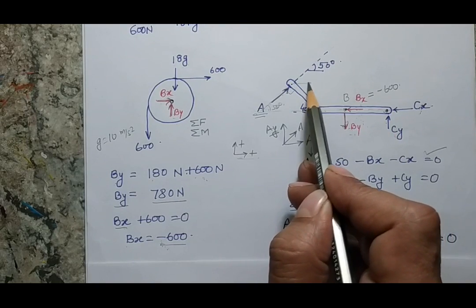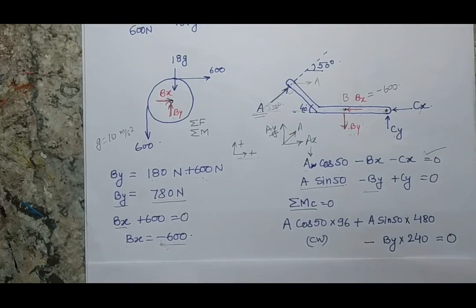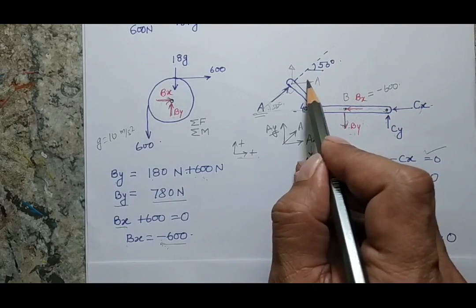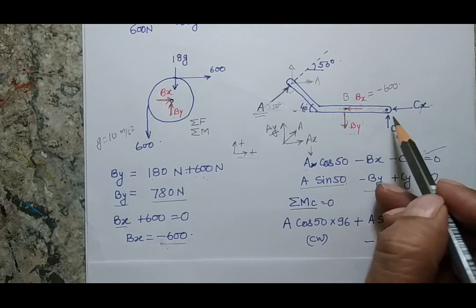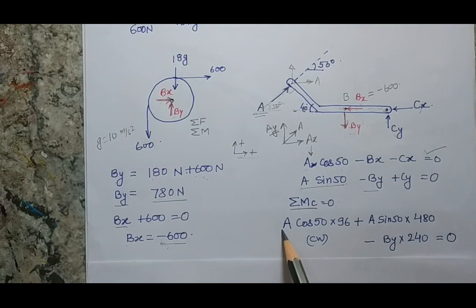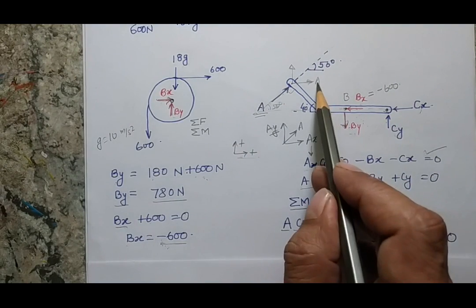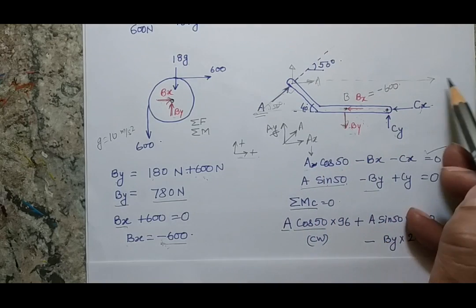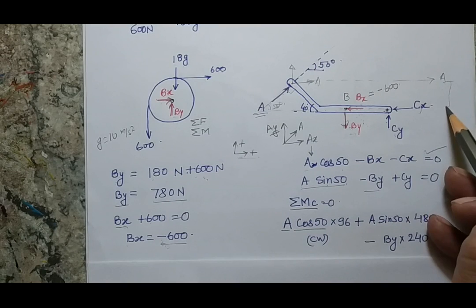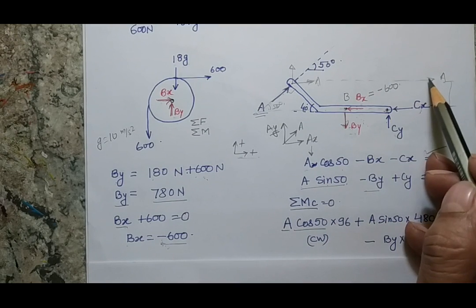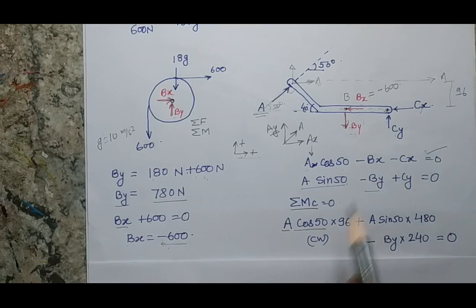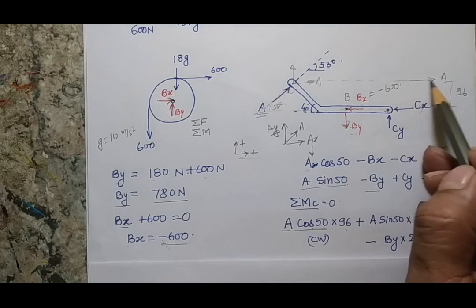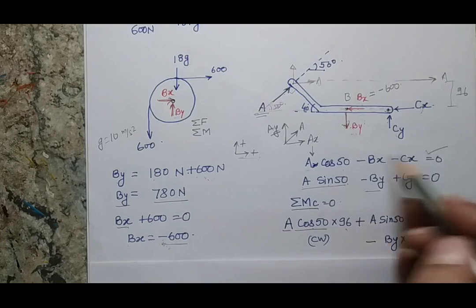One force is Ax here and another force is Ay here. So the effect of Ax and Ay will also be there. So I am writing this equation that A cos 50 is my horizontal force, which has the line of action of Ax this way. So the perpendicular distance between the point of action and my force is 96. So I am writing A cos 50 into 96, and the effect of this force is basically clockwise.